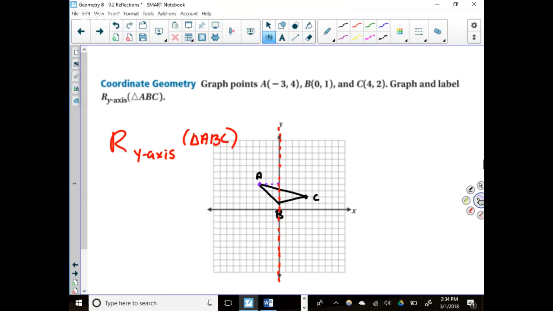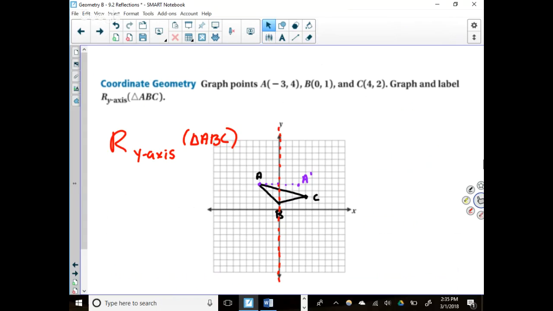Okay. So from A, you're going to reflect over that line of reflection. If you went left 3 to get to A, what are you going to go from the line of reflection? You're going to go right 3. So 1, 2, 3. And this should be A prime. Does A and A prime look like they are equidistant from the line of reflection? Yes, they should be. Okay.